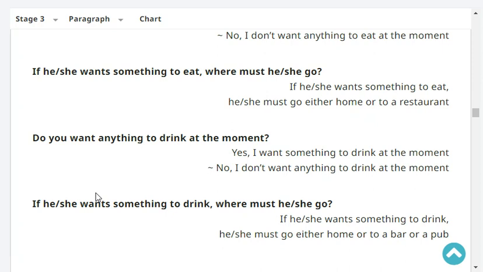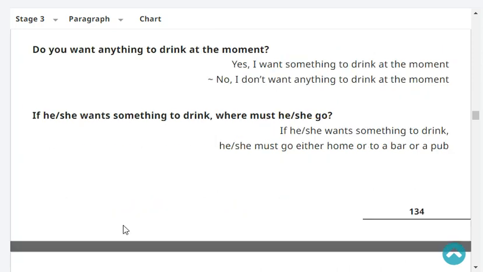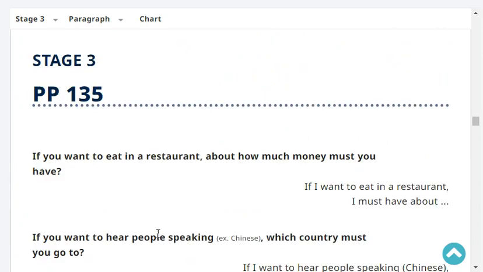Very good. Do you want anything to drink at the moment? No, it's too early. Yes or no? Yes, I want something to drink at the moment. If he wants something to drink, where must he go? If he wants something to drink, he must go either home or to a bar or a pub.